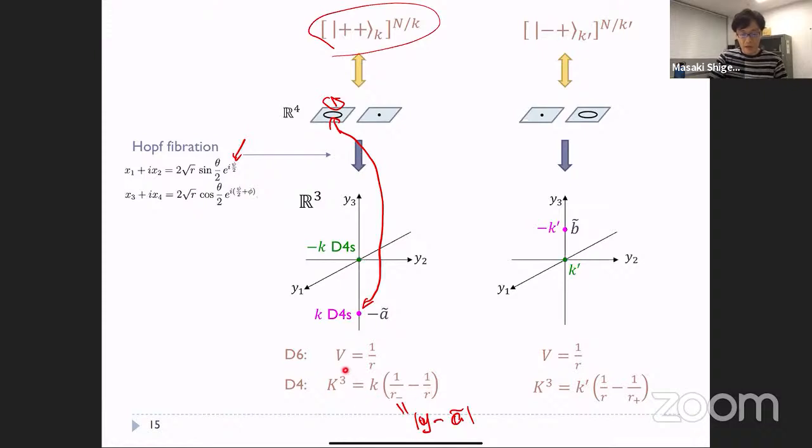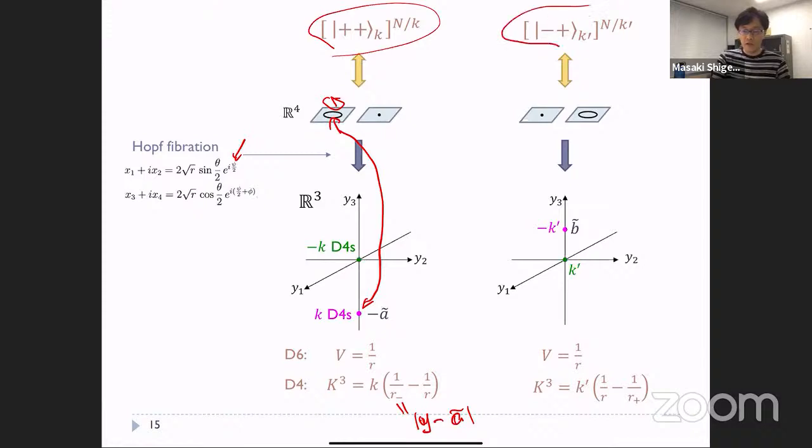So you may think that we have only put D4 here, K at this point, but actually we have to put minus K charges, minus K units of D4 brane, also to correspond to the Lunin-Mathur geometry. Okay, this is a technical point. And okay, so that's one thing.